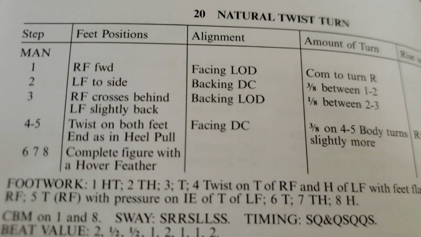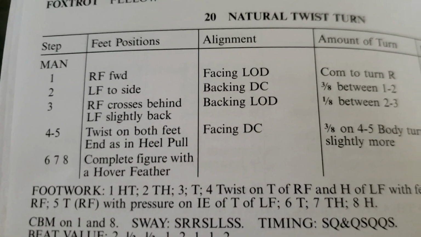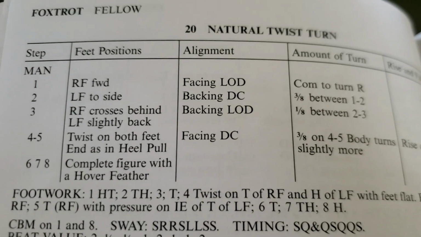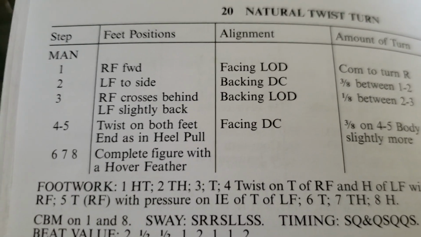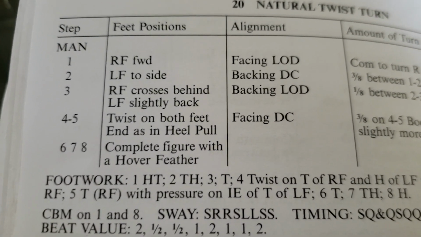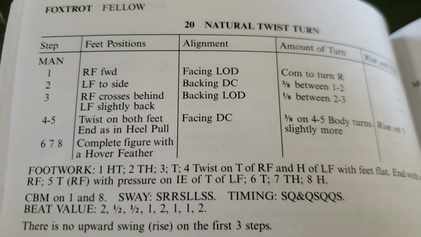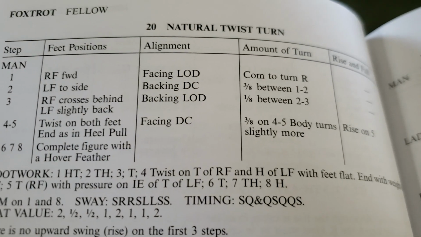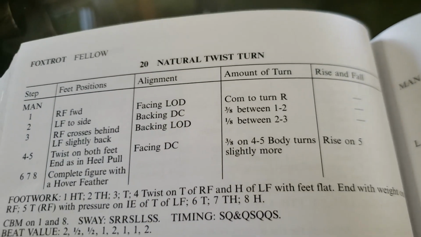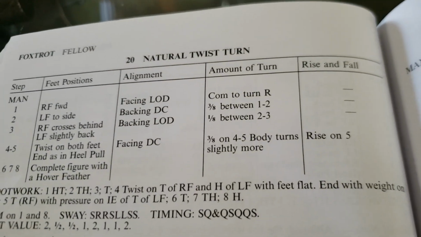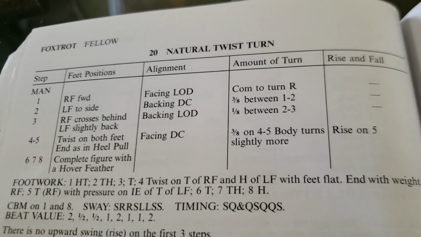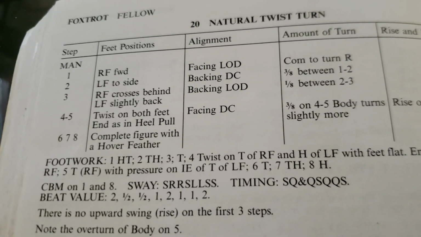Now here's a note. They start facing line of dance. We are starting diagonal wall, so a little bit of a difference there, so that will affect the amounts of turn. And then you see you twist on both feet and end as in a heel pull, which means that the feet are slightly apart. And you see there the body turns slightly more, and you're going to rise at the end of 5, so that's the end of the slow. That's a pressure rise. Note the timing there.